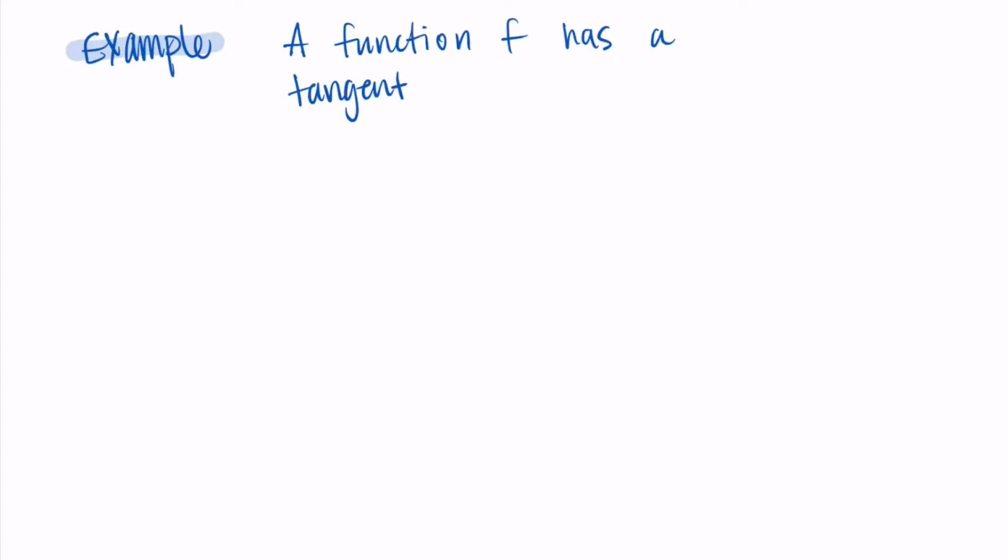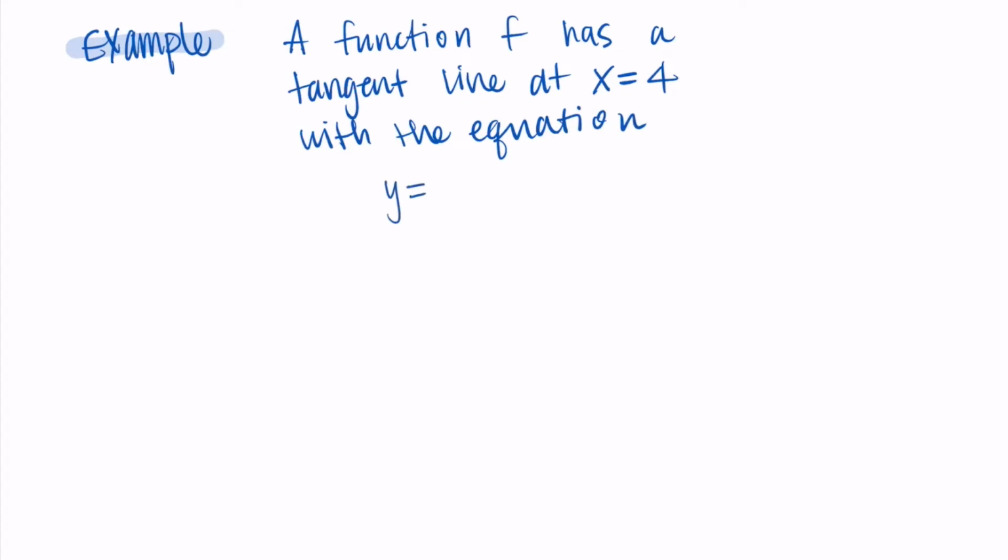Okay, so before we practice writing the equation of a tangent line, I'm just going to give you an equation of a tangent line and have us unpack the components a little bit. Okay, so let's say we have a function f, and it has a tangent line at x equals 4 with the equation y equals 6x minus 21. So we know that on our function f, we're at the point x equals 4, and at that point, the tangent line is 6x minus 21.